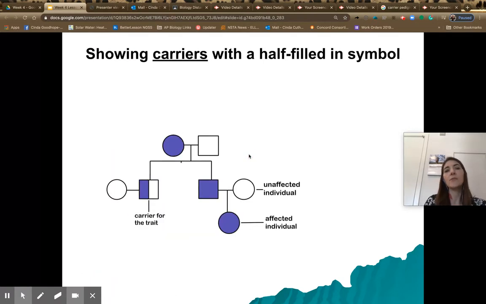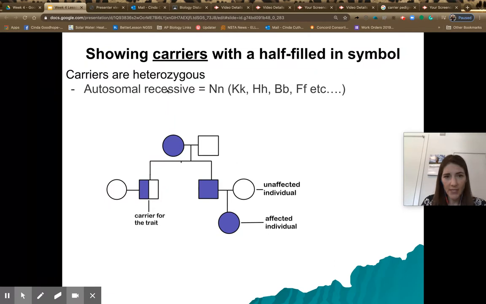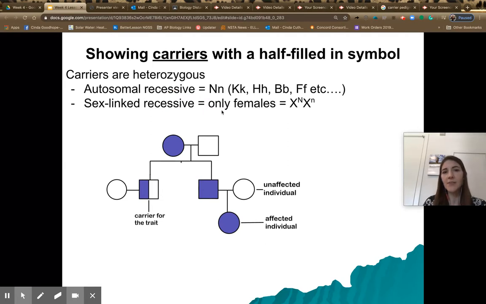Okay, so sometimes you can show carriers with a half-filled-in symbol. Carriers are always heterozygous, so for autosomal recessive, they're going to be big N, little n. But for sex-linked recessive, it's only female. So we'll do some of those.